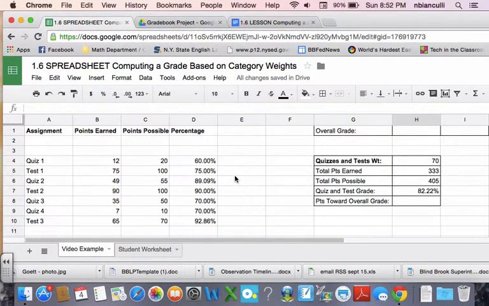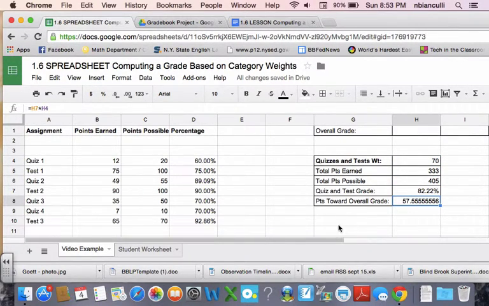I get 88%. Now I'm going to go back up to the quizzes and tests. We have earned 82.22% of a possible 70 points, because this category was worth 70 points out of 100 points. So I'm going to use this cell, points toward overall grade. I'm going to write equals, take my percentage of points that I earned times 70, taking 82% of 70. Press enter. And now I've earned 57.5 points, roughly, out of 70. So out of the 70 possible points for this category, I've earned about 58 of them.